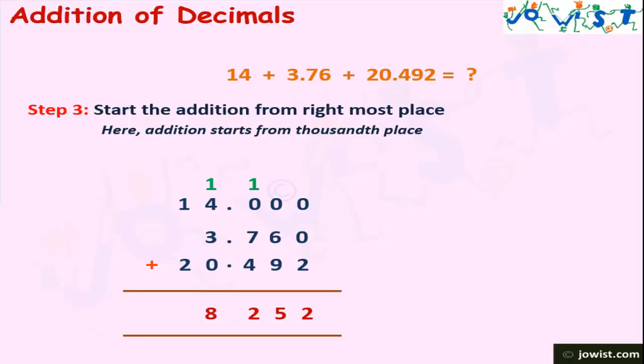The next addition will be of the digits in the tens place. 2 plus 1 is 3. We will add 3 here.